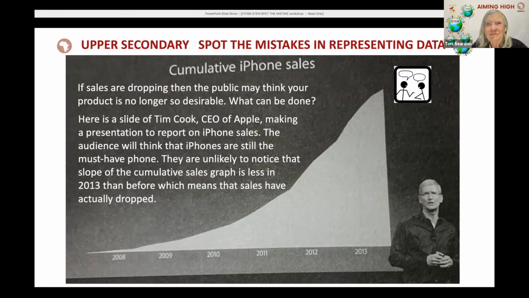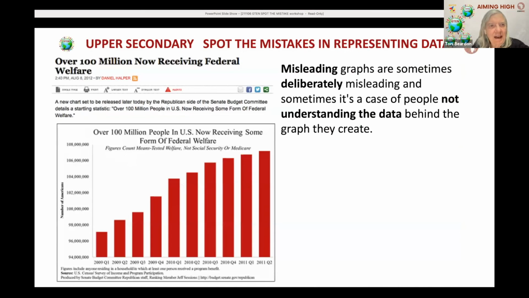People like to back a winner, don't they? So he was making a presentation there, and I think he wanted to convince people that iPhones were the best smartphones in the world. And he just hoped they wouldn't notice the change in the rate of increase towards the end of the last quarter there. So that just shows how you've got to be careful.